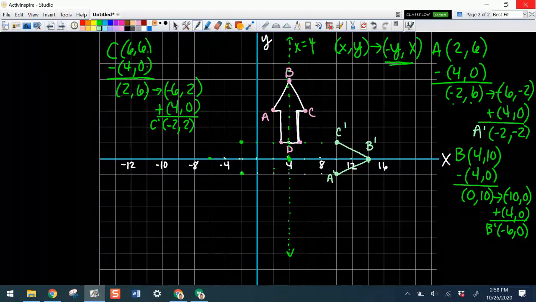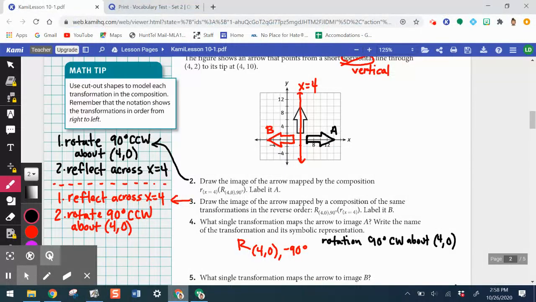Knowing both of them are rigid motions, we can actually continue this by finishing drawing the image of our arrow after a rotation 90 degrees counterclockwise about the point 4, 0, and then reflection across the line x equals 4. So this is where our figure should end up on our coordinate plane. And then if we hop back over, that was item 2.